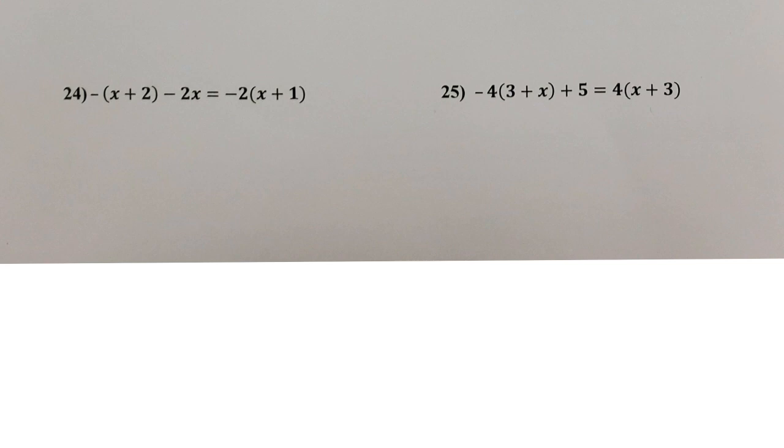Number 24, exact same concept. So like I said, I'm not even worried about PEMDAS backwards yet. The first thing to do is I'm going to distribute the negative sign. Remember, it's a -1 if you need that there to make your life a little bit easier. So on the left, negative x, or minus 1x, minus 2. Minus 2x equals, I'm going to distribute on the right side, minus 2x minus 2.